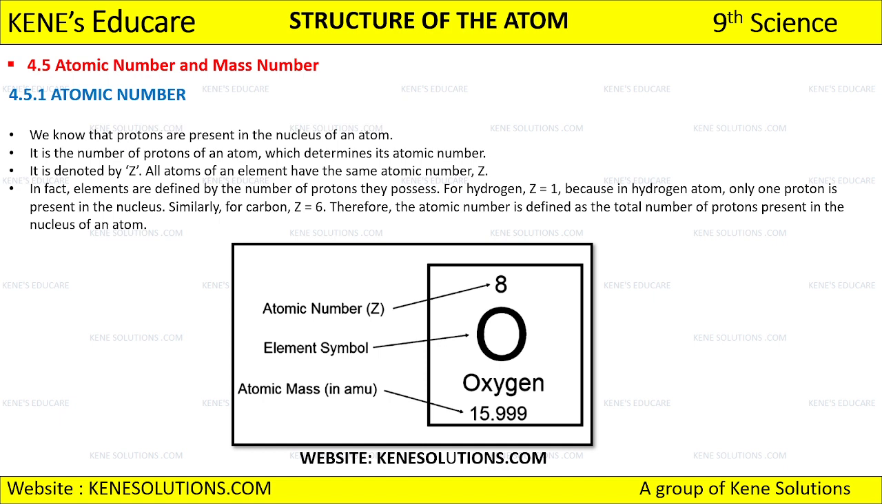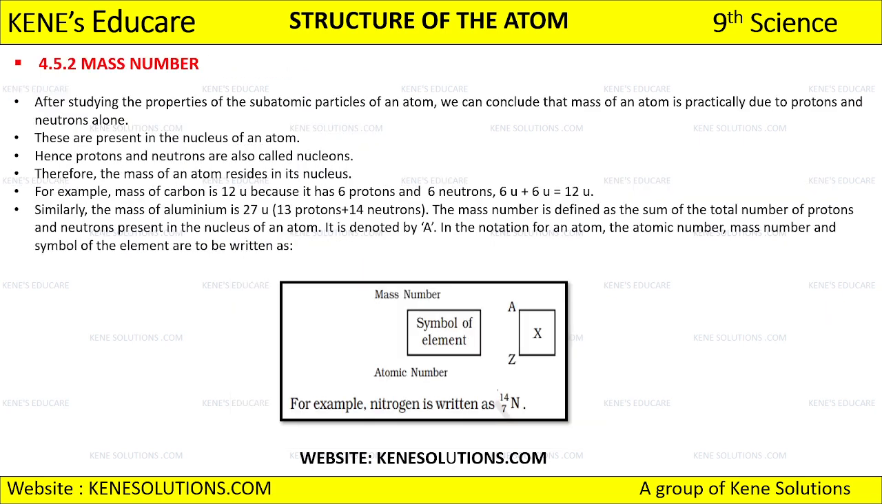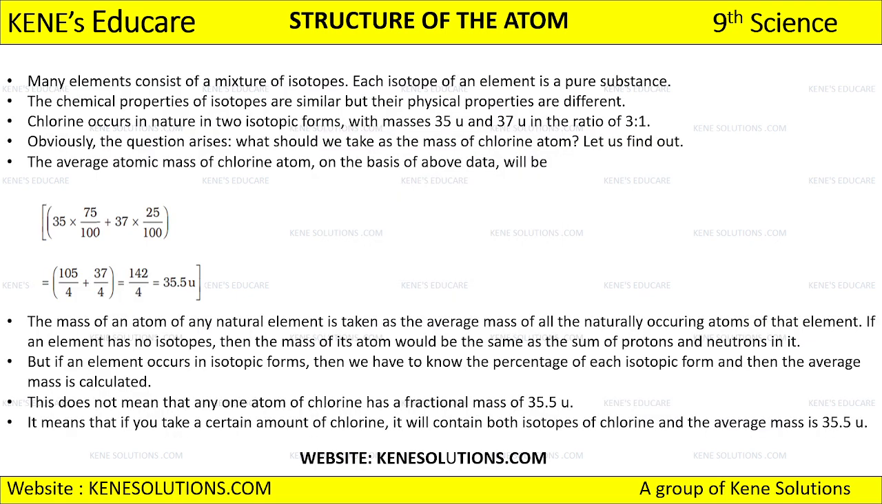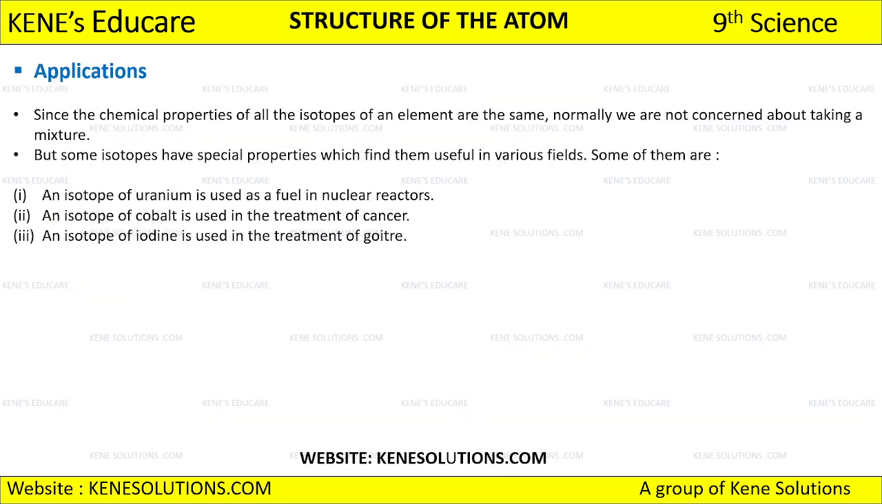After discussing valency, we have atomic number to discuss in detail. Then after atomic number, we'll discuss mass number in detail, what exactly mass number is. Once we are done with atomic number and mass number, we will discuss isotopes in detail. We will have some applications of isotopes, and there can be some numericals to solve as well. So we'll do that too.